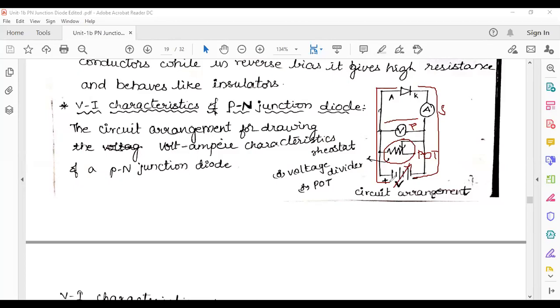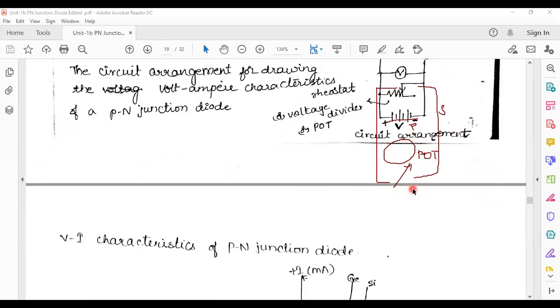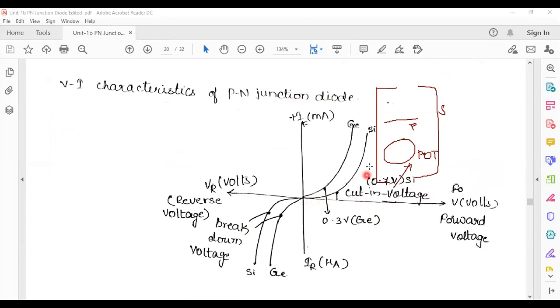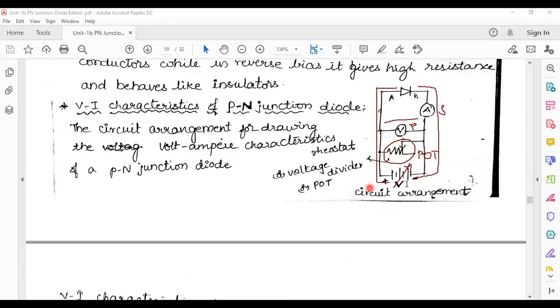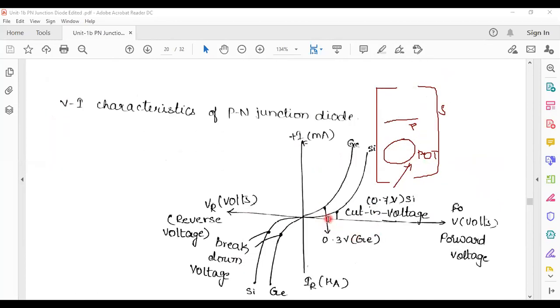For example, let us assume it is the forward bias condition initially. It is varied from 0 volts. I am going to vary this from 0 volts and keep on increasing it. As the voltage keeps increasing, there is a drastic increase in the current flow. That current flow I am noting at some points here.